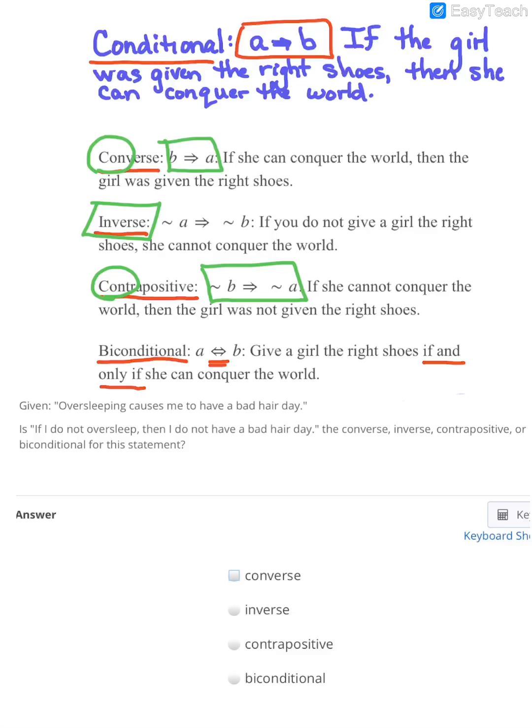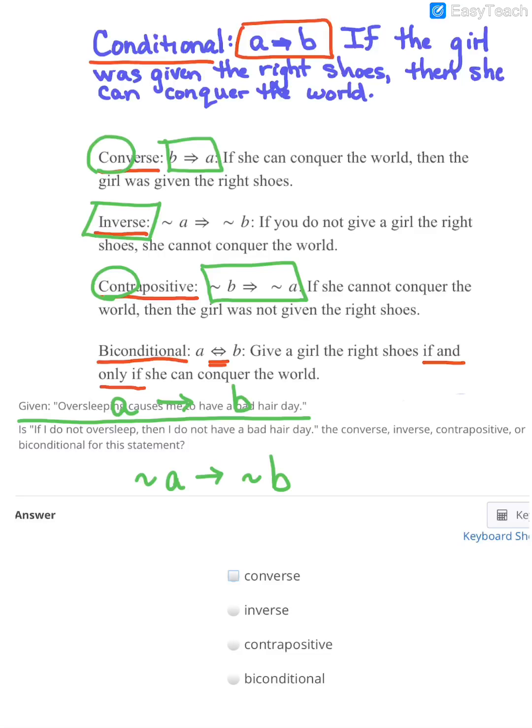Okay, so as we look at this example, if we are given the statement that says, oversleeping causes me to have a bad hair day, so you can think of the oversleeping as A, and causes me to have a bad hair day as your B. So if it says, if I do not oversleep, so that's like saying the negative of A, then I do not have a bad hair day. So notice what I did in this case is the order stayed the same, but I negated everything. And anytime the order stays the same, but I negate everything, we call it the inverse.